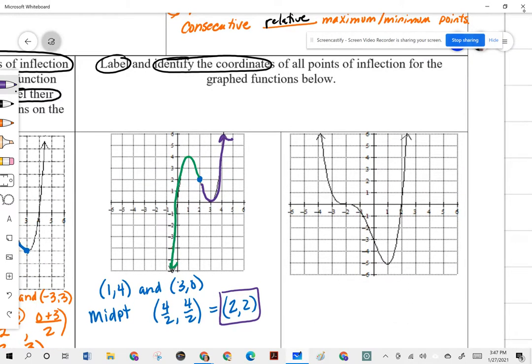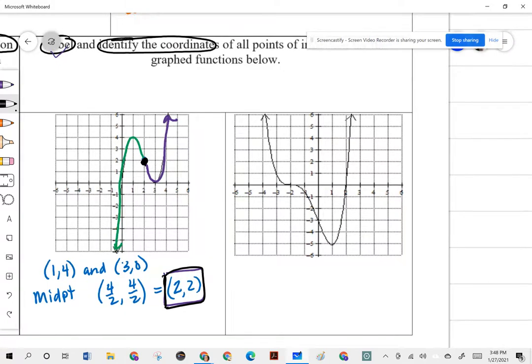So we were supposed to label and identify the coordinates of all points of inflection for the graphs below. So we labeled it by having that dot, and then we found the actual coordinate of the point of inflection. So now, and just so that way you have it, that idea was based on 3 from above. Okay.